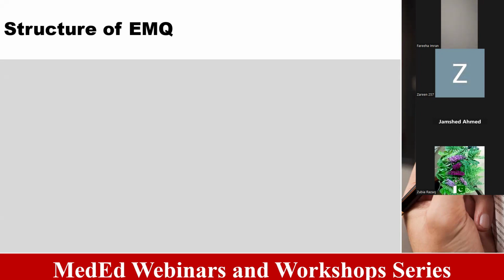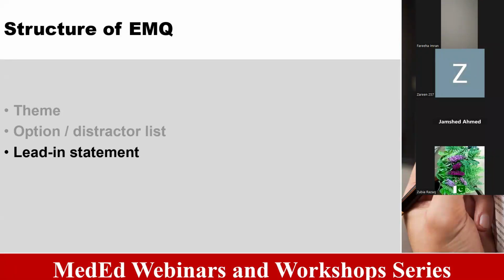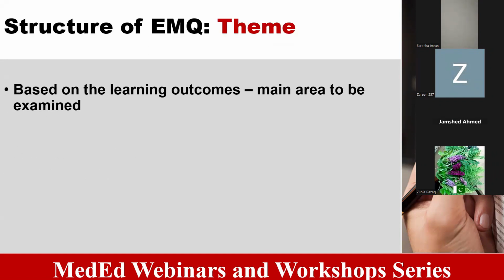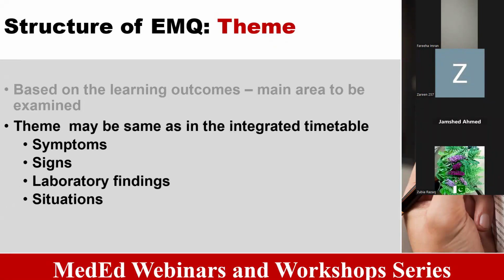Now, let's look in a bit more detail at the structure of the extended matching question. As you saw, it starts with the theme, then the options or distractor list, then the lead-in statement, and finally the stem or scenario. So each EMQ would have these 4 components. The themes are identified based on the learning outcomes when we make the assessment plan and the blueprint for assessment.